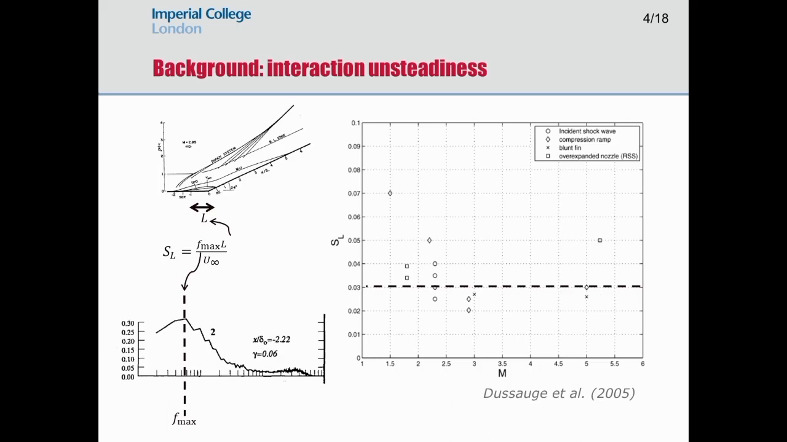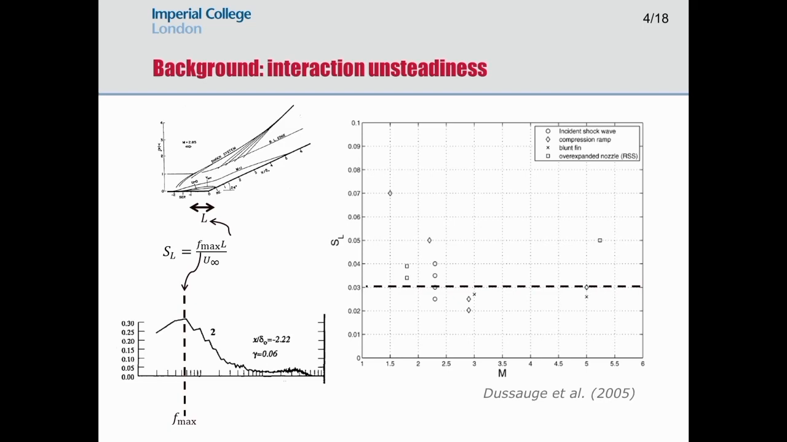So what researchers do to try and characterize this frequency is they non-dimensionalize it into a Strouhal number. So they times it by the separation length divided by the free stream velocity. And what you find is that for a whole range of different interactions, the Strouhal number is around 0.03, although there is some spread.